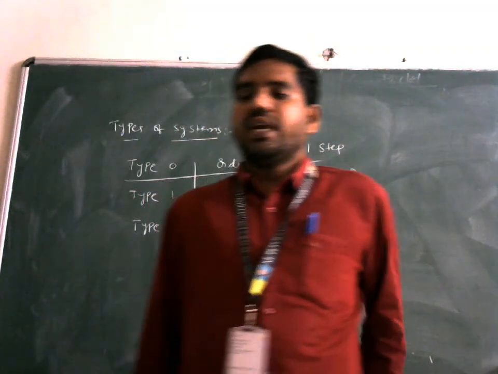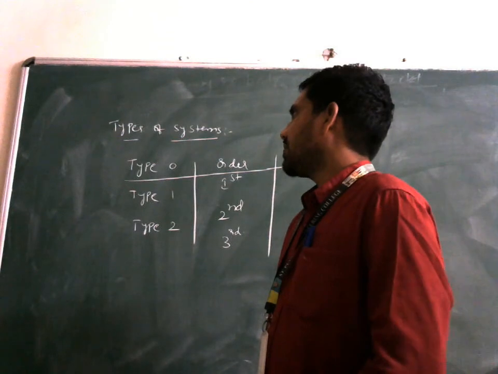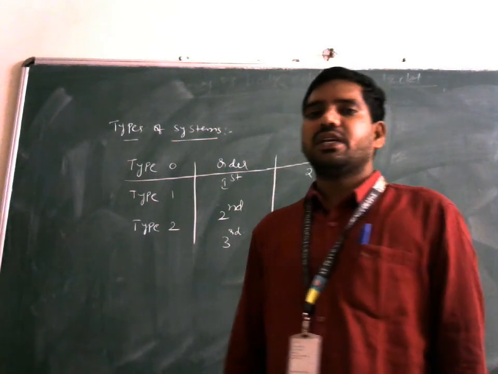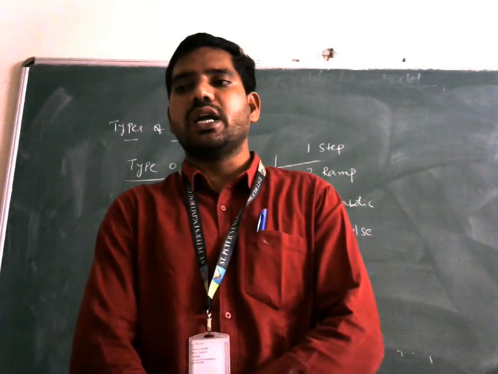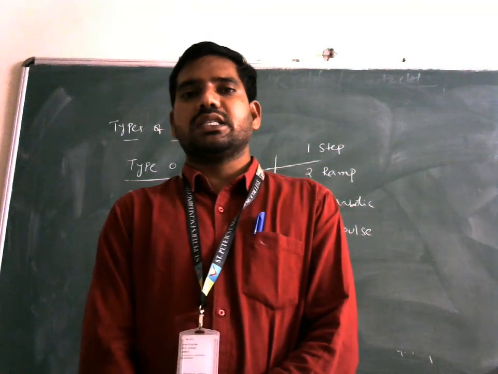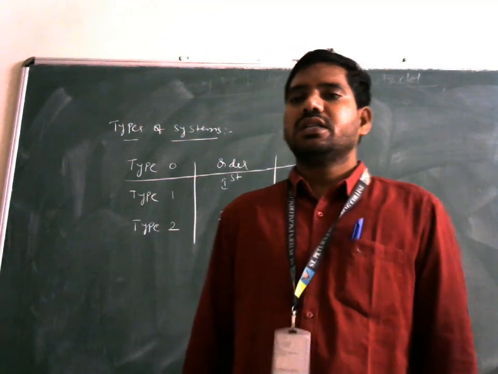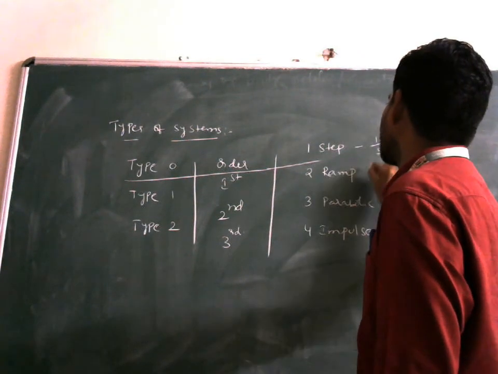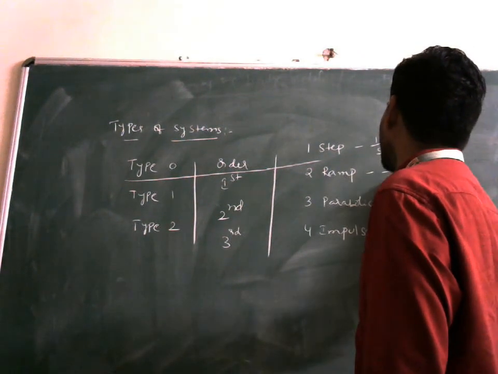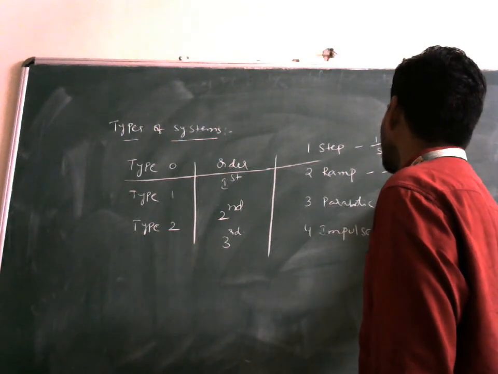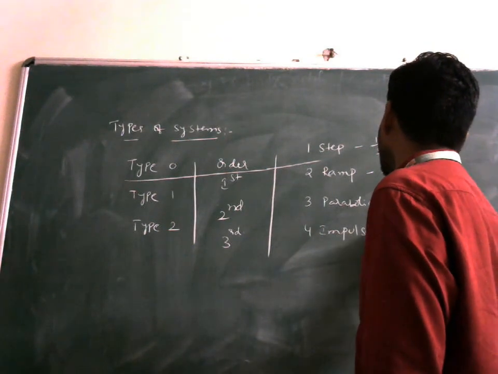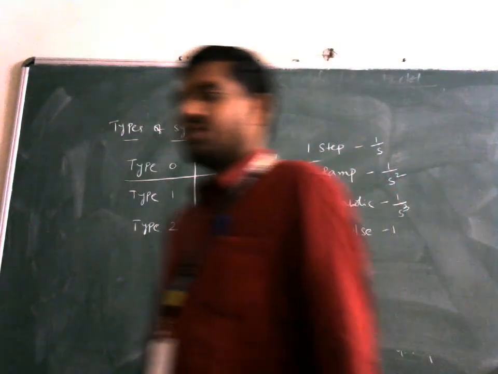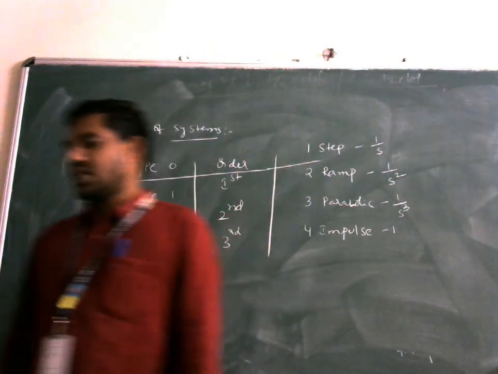Now, whenever we are having a control system and we are going to find the stability of the system, first we need to know which type of signal it is. Whether it may be a step signal. Already we know that the input of the step signal is 1 by s. The input of the ramp signal is 1 by s square. The input of the parabolic signal is 1 by s cube. Impulse signal is 1. Like that we considered in the last classes.